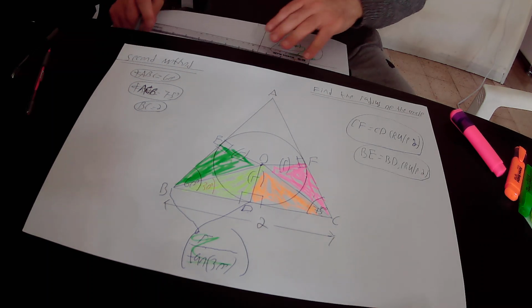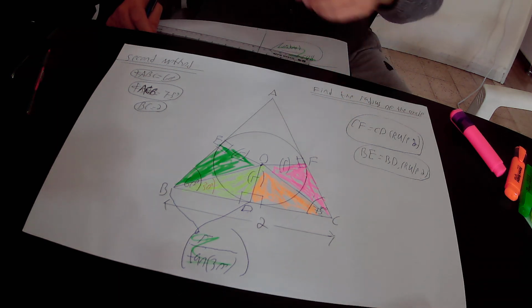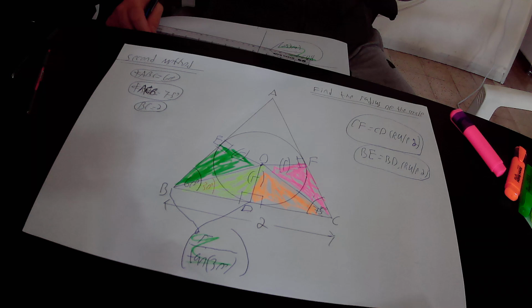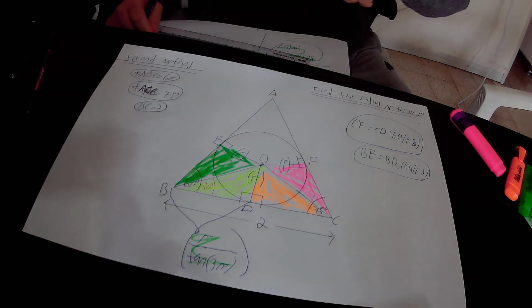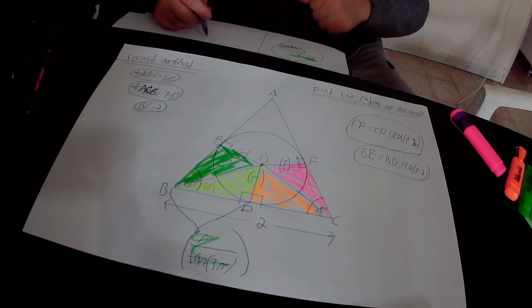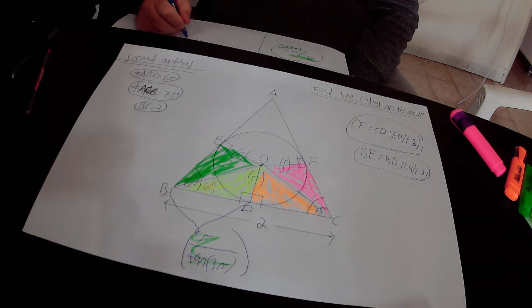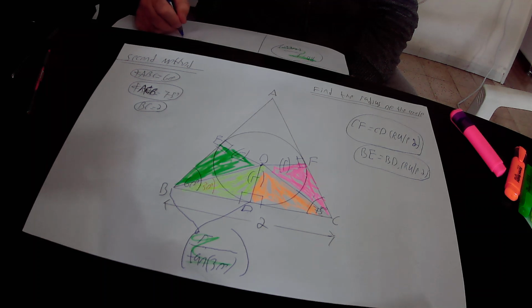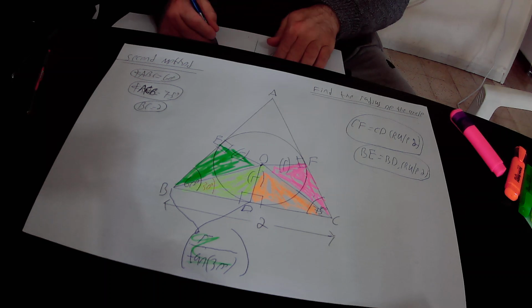So actually we proved that all three sides of the pink triangle OFC are correspondingly equal to all three sides of the orange triangle ODC. Therefore the pink triangle OFC is congruent to the orange triangle ODC, according to the SSS rule.